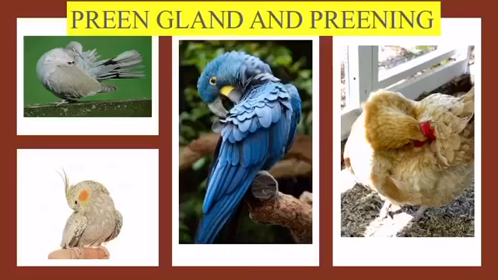The uropygial gland, or preen gland, is an essential part of preening. This gland is found near the base of the tail and produces an oily, waxy substance that helps waterproof feathers and keep them flexible. While preening, birds spread this oil to each feather so they are evenly coated and protected. These are photos of different birds preening themselves.